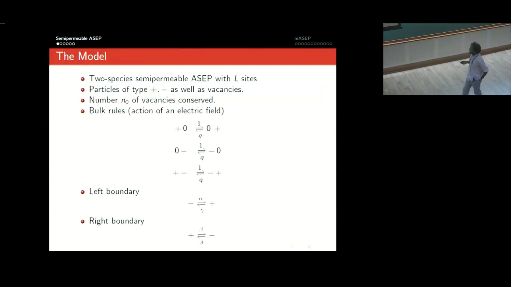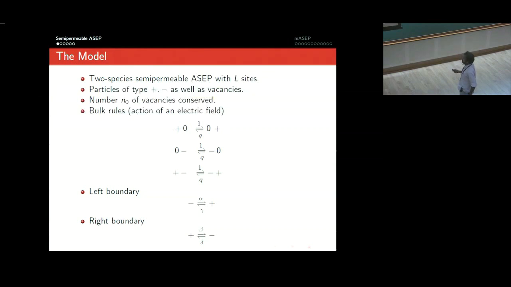Let me start with the simple model, and then I'll explain the more general model with multiple species. So you consider a one-dimensional lattice with L sites. You have two kinds of particles. You can think of them as charges. You have pluses and minuses. And also you have some vacancies, of which there are n0, and they are fixed for the dynamics.